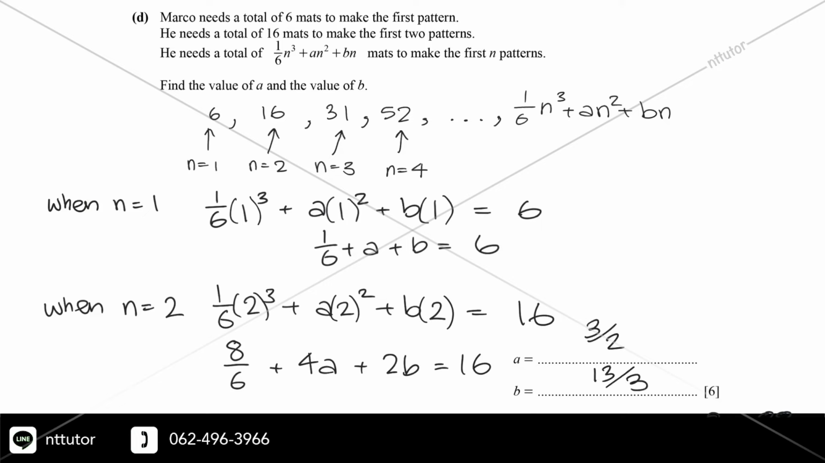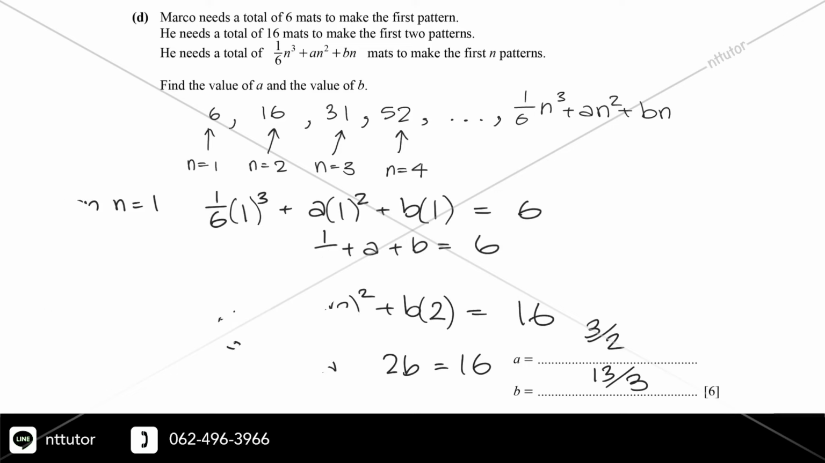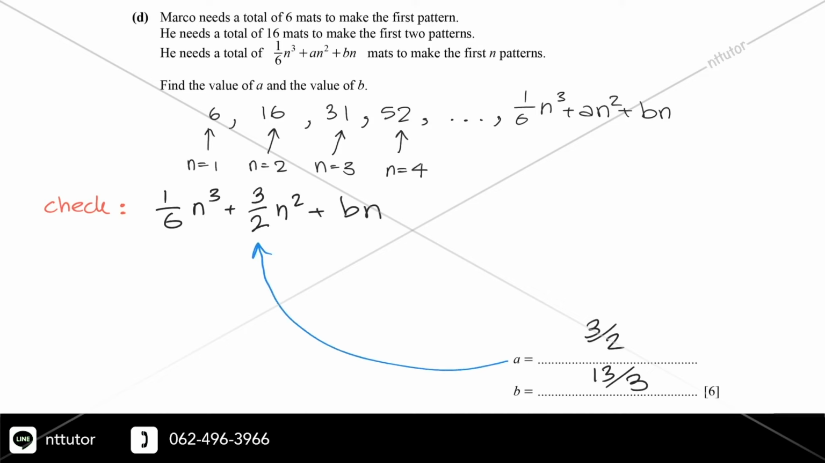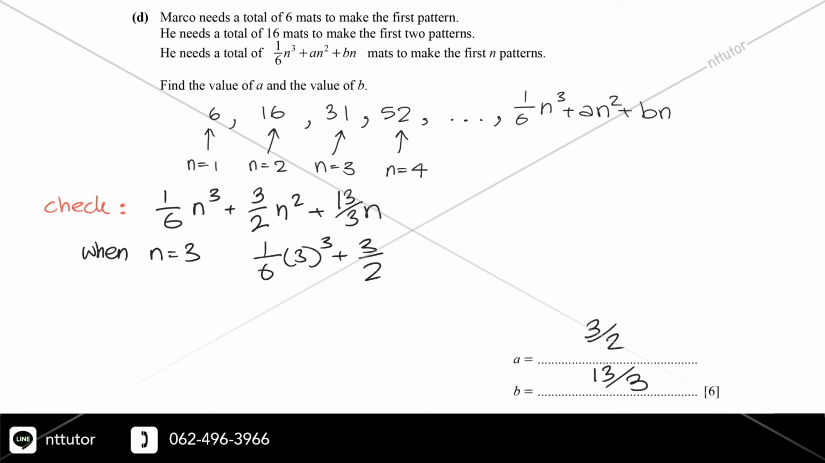And again, with any sequence questions, if they ask you to find the nth term, you can check whether it's correct or not by trying to work out whether it works for the next terms or not. So we use the fact that the first term and the second term are 6 and 16. So we can try substituting 3 in for these values of a and b and see whether it gives 31. And since it does give 31, therefore the values of a and b must be correct.